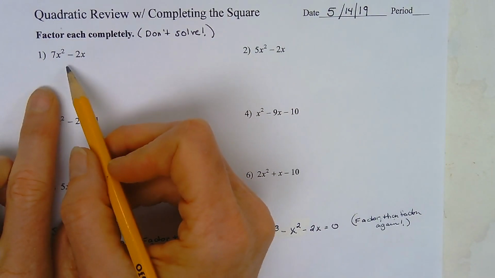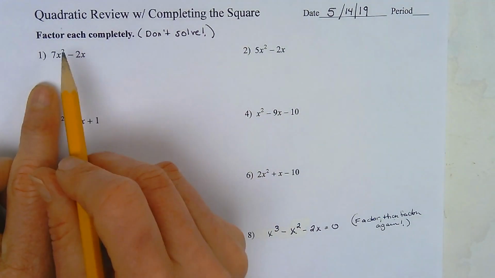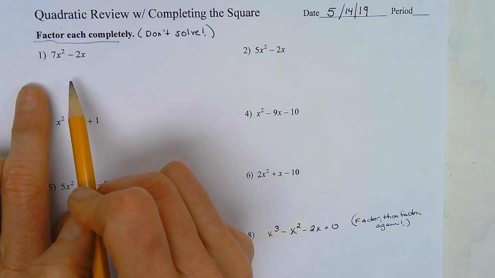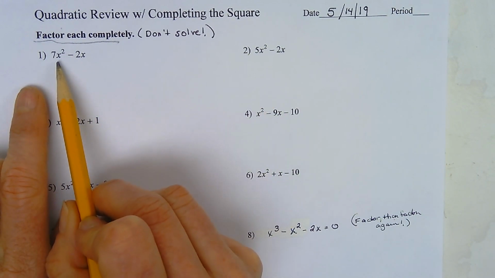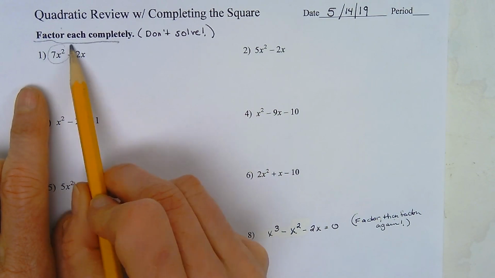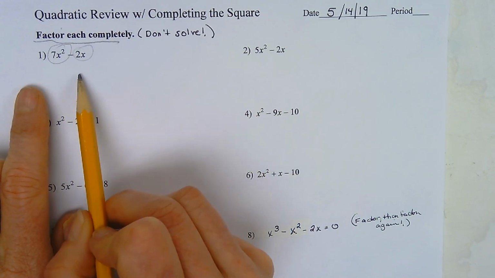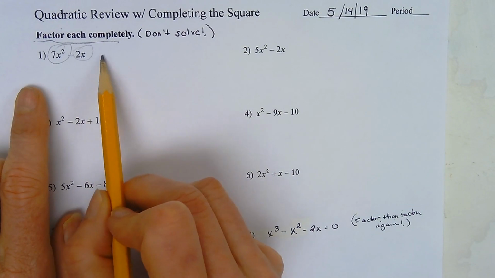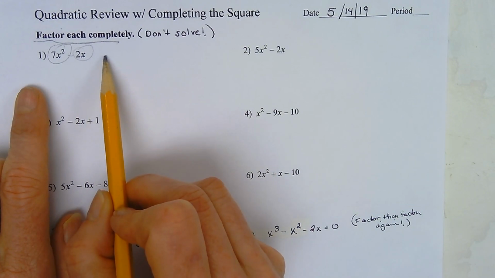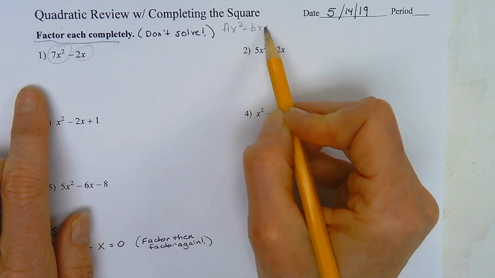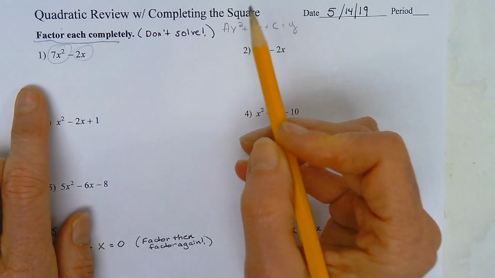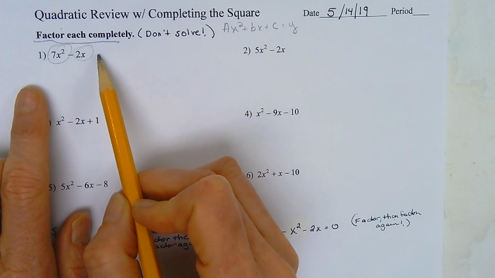Okay, right now I have the direction to factor each completely, not to solve. And in this expression here, we have a quadratic term, a squared term, and an x term. And I don't have a c. Remember, standard form would be ax squared plus bx plus c equals y. And I don't have a c here.